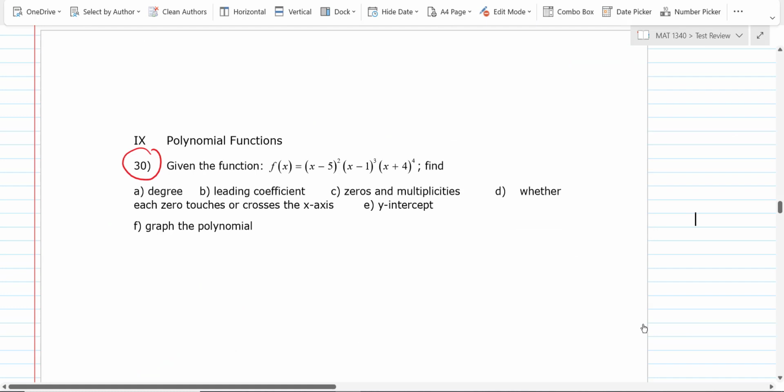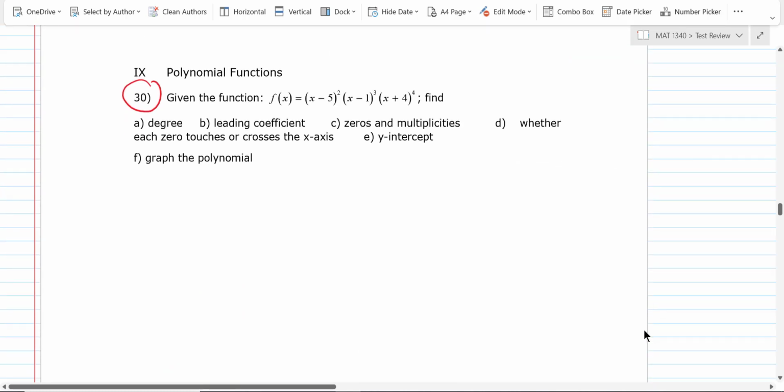All right, let's go ahead and start with number 30 and see what you all remember on this. This is a polynomial function. We want to be able to find the degree. I just lost my voice. Excuse me. So we have to find the degree, the leading coefficient, the zeros and multiplicities, whether it touches or crosses, the y-intercept, and then graph.